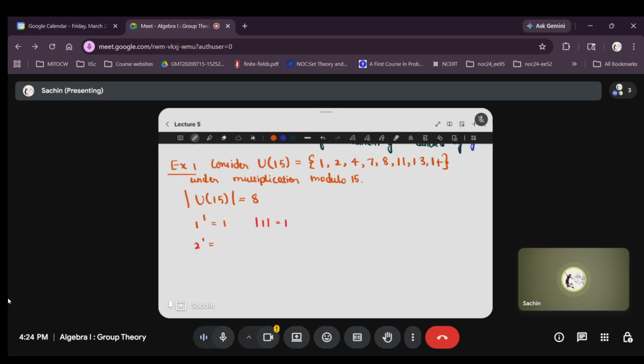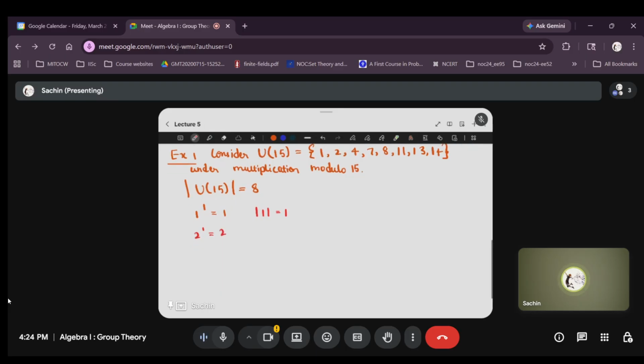So 2 power 1 is 2, this is mod 15 multiplication. 2 square is 4, 2 cubed is 8, 2 power 4 is 16, which is 1 in modulo 15. So 2 power 4 is the smallest integer such that 2 power that integer is 1. That's why the order of the element 2 is 4.